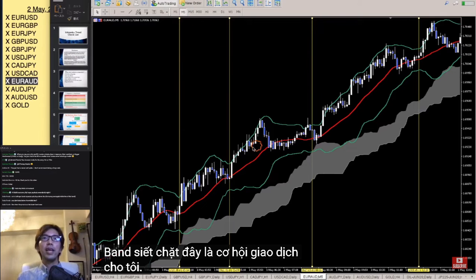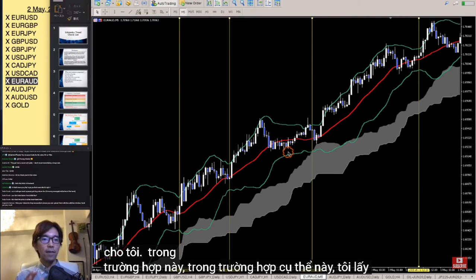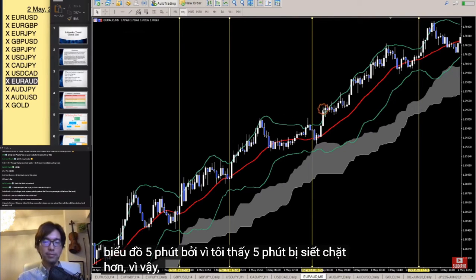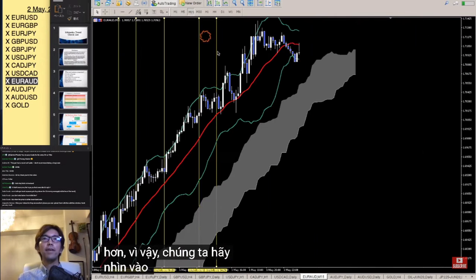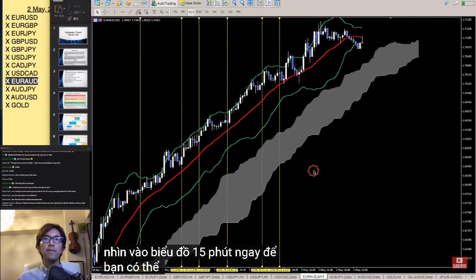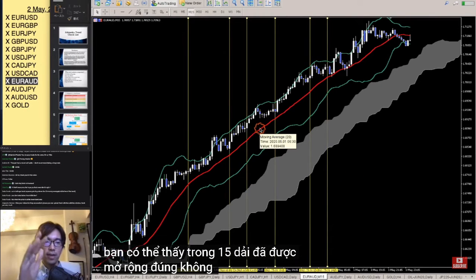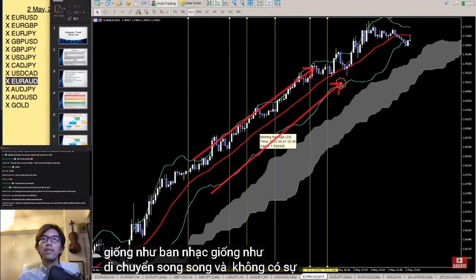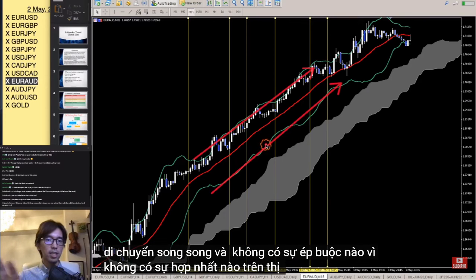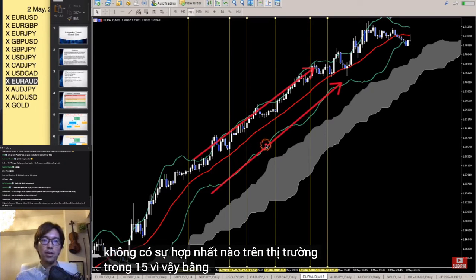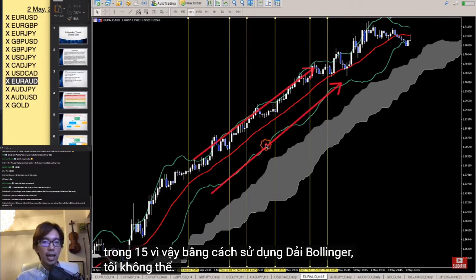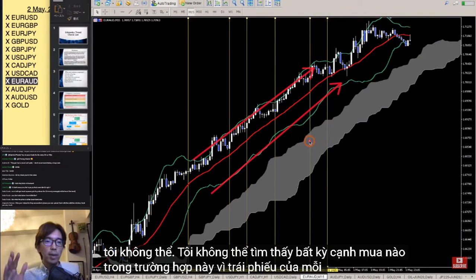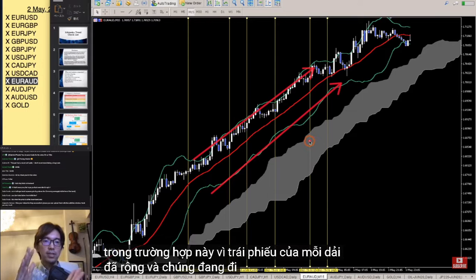So yeah, in this particular case, I take a 5-minute chart because I see squeeze more in 5 than 15. So let's take a look at the 15-minute chart, right? As you can see in 15, the bands have been expanding, right? And they're going parallel, and there's no squeeze because there's no consolidation in the market in 15. So by using Bollinger Bands, I cannot find any buying edges in this case, because Bollinger Band has been wide and they are going upwards all the way.